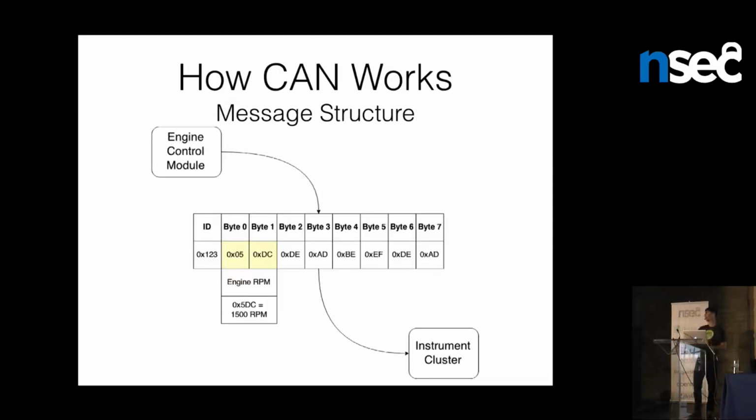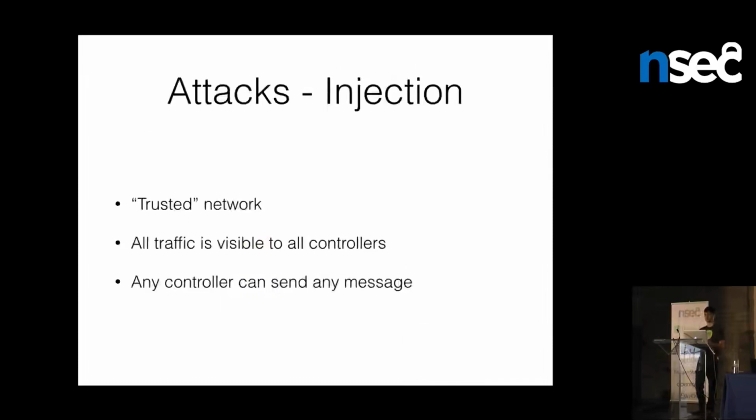And in this case, they broadcast that message. Your instrument cluster picks it up, and then it takes that and eventually converts that into a command for a little servo motor to move your RPM dial. And that's a really simple example.